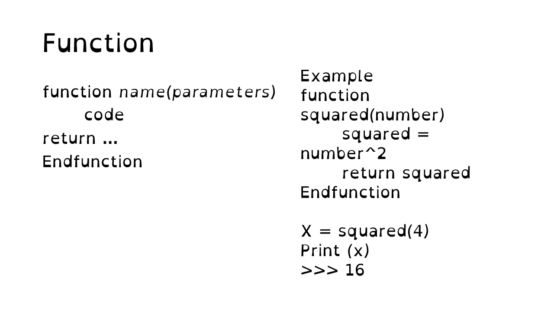So let's say I do x is equal to squared 4. It will take that 4 into the subprogram, square it, then give the response of 16, which is now assigned to x, and if we tell it to print x, we'll be given 16.